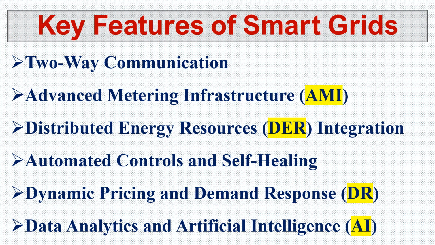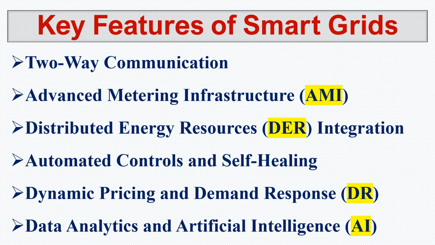Okay, so the maintenance and repair, the troubleshooting, become very easy and can be done within less time. Then dynamic pricing and demand response. Dynamic pricing means we can fix the price of electricity based on demand. So within a day we can fix 5 different prices for the electricity. Dynamic prices are possible only because of smart grid technology. The last one is data analytics and artificial intelligence.